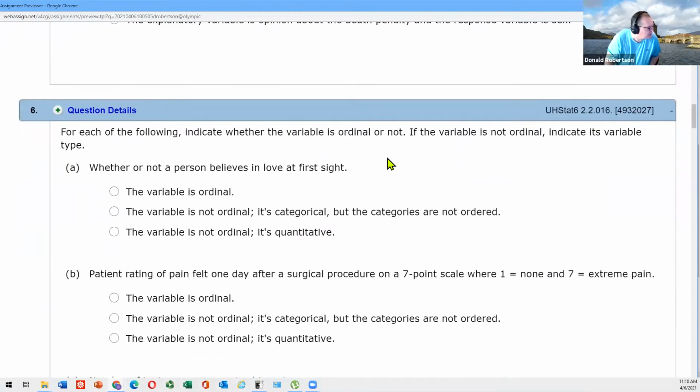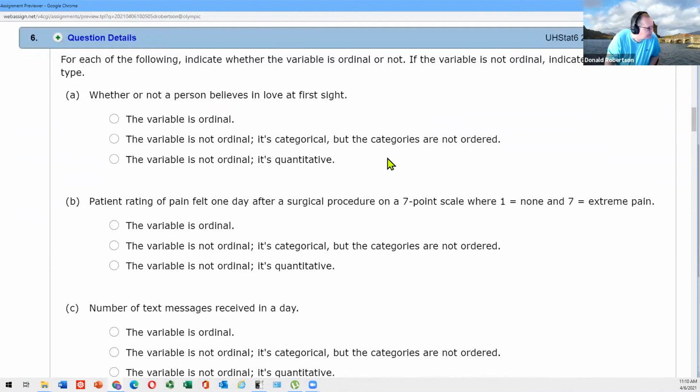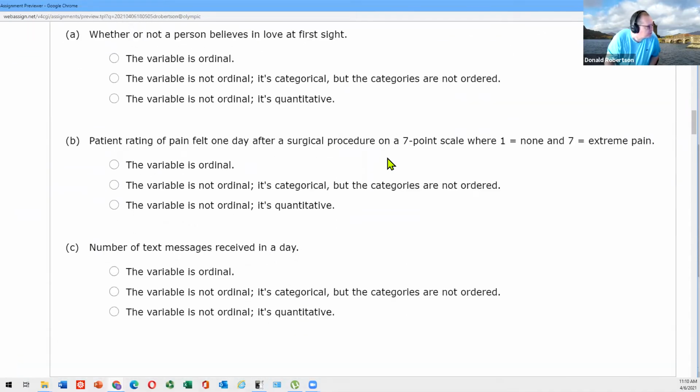Okay, we got that thing. I'll come back to that. Let's pick one of these.